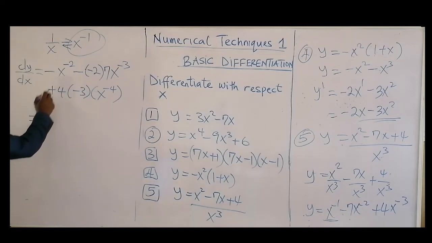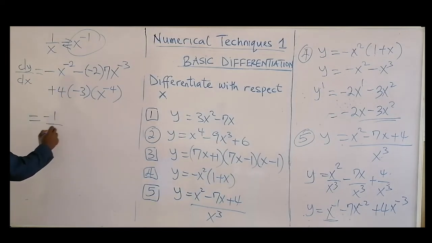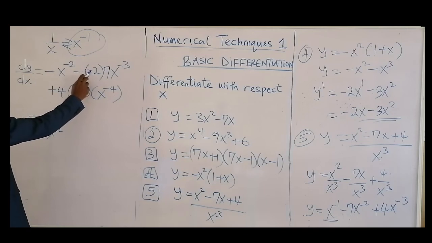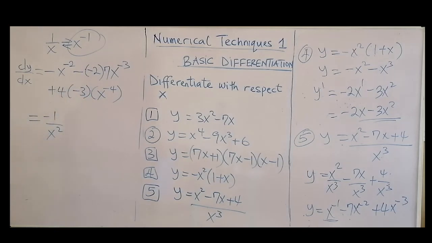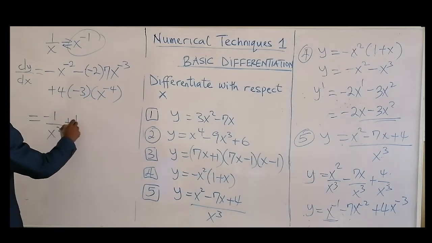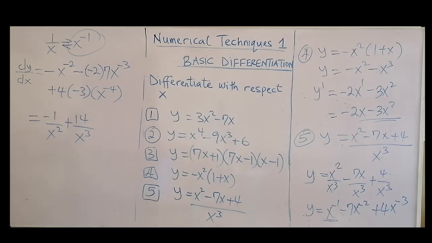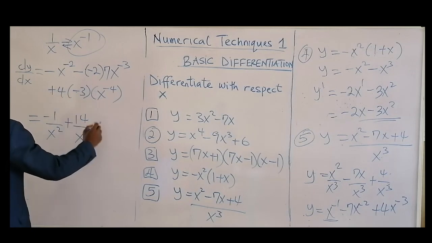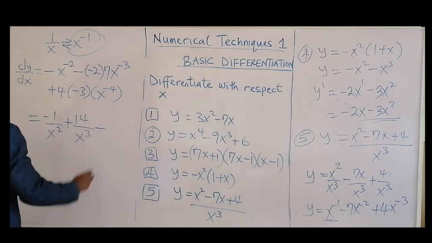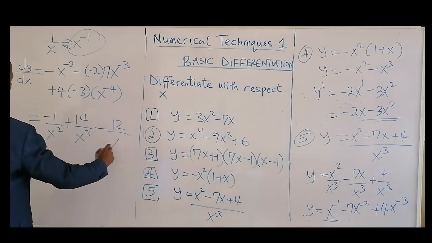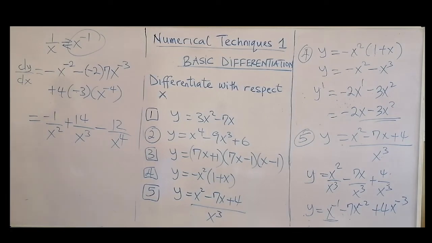So the final conclusion, this will become minus 1 over x squared. This will become minus times minus, that's plus 14. Plus 14 over x cubed. Okay. Then the last one, plus times minus, that's minus 4 times 3. That's 12. That's 12 over x power 4. And that finished that.